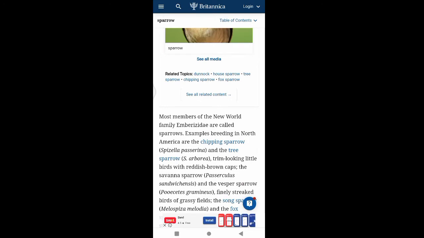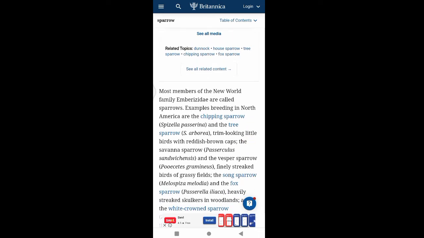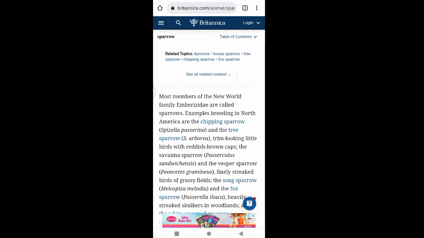Most members of the New World family are also called sparrows. Examples breeding in North America are the chipping sparrow and the tree sparrow, both with a rusty cap. Examples both in North America are the chipping sparrows and the tree sparrows.